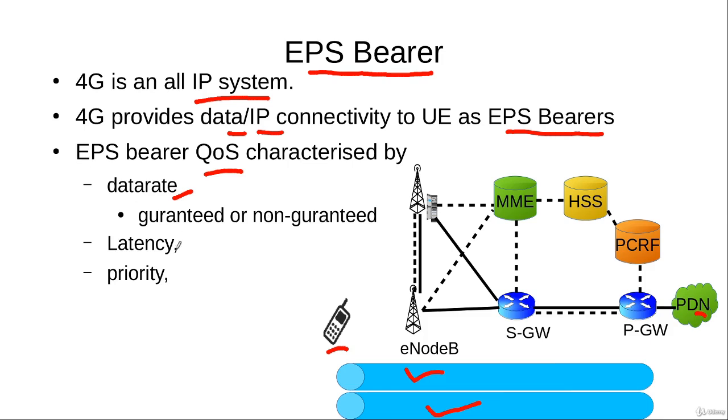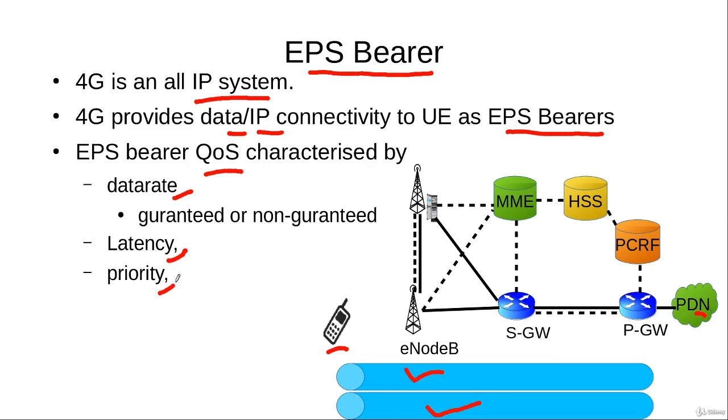And the second important parameter is latency. In simple words, you can think of latency as the delay. So when we are making a voice call, we don't want our packets to be delayed beyond a certain threshold. That means there is a restriction on the bearer used for the voice call that the delay of the packets must not exceed a certain threshold.